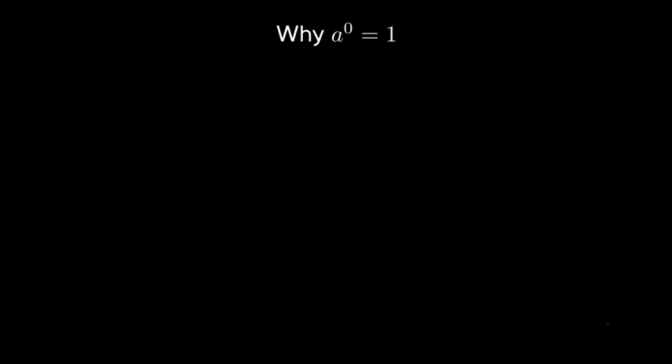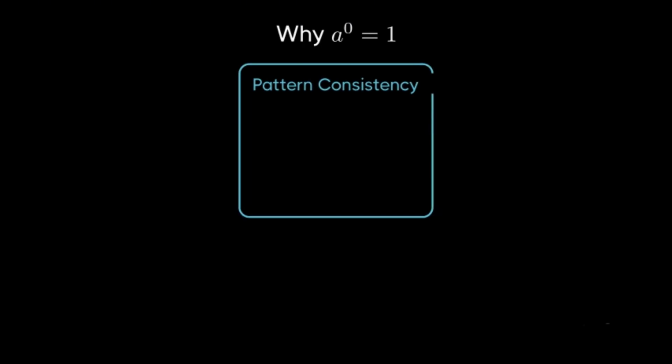Our first piece of evidence comes from pattern consistency in exponent sequences. When we look at descending powers, we can identify a clear pattern. Looking at this sequence, we can see that a cubed equals a squared times a. As we continue down, a squared equals a to the first power times a, and a to the first power equals a to the 0 power times a. For this pattern to remain consistent, when we reach a to the 0 power, it must equal 1. If we used any other value, the pattern would break down, and mathematics thrives on consistent patterns.